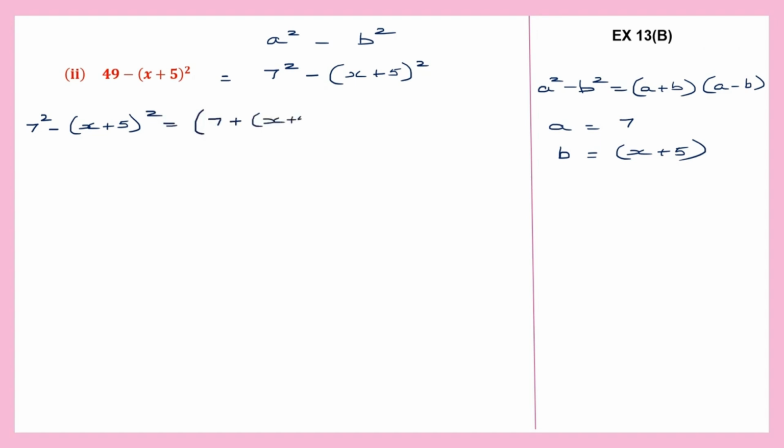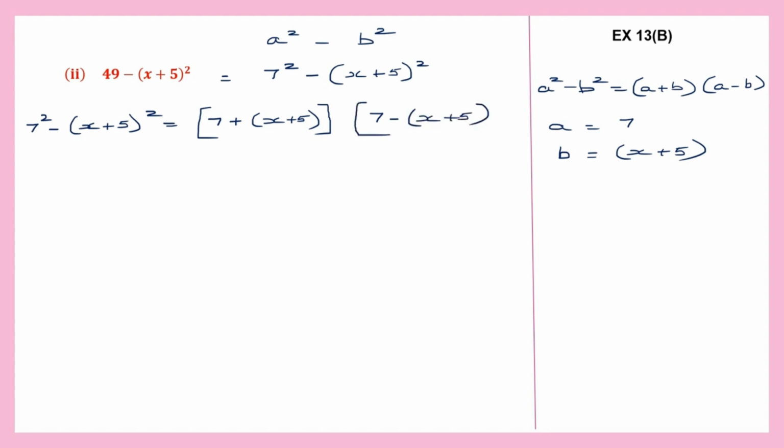So we'll change the round bracket to a square bracket. Okay, so let's have this. So we'll put this into a square bracket like this. So now what do we have here? A plus b. And this side we can have a minus b. So 7 minus b, which is x plus 5.